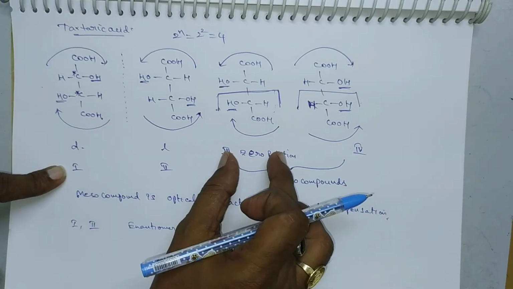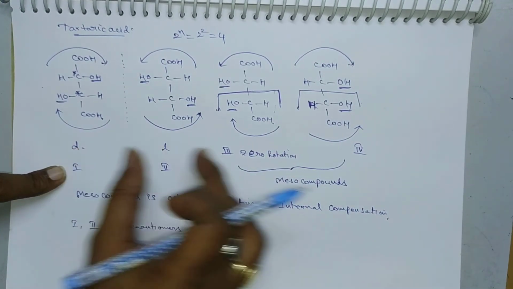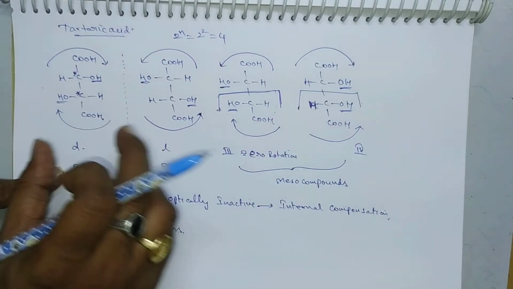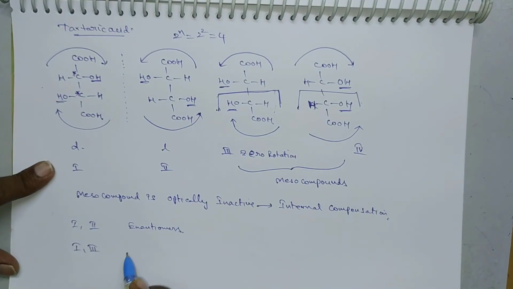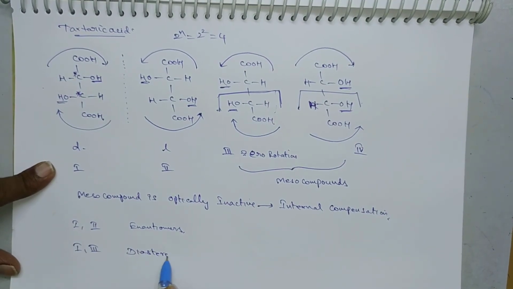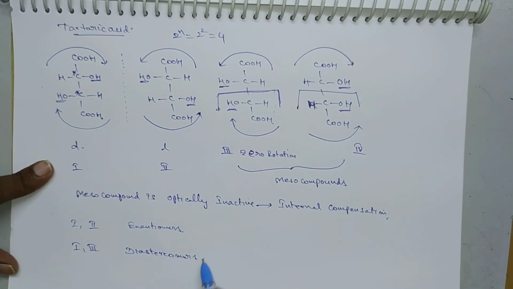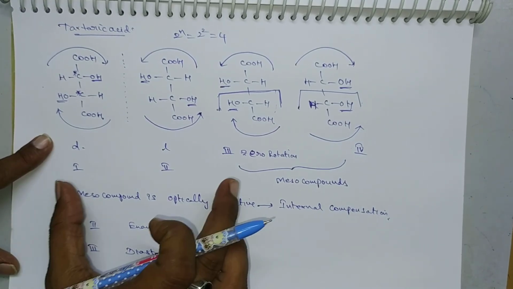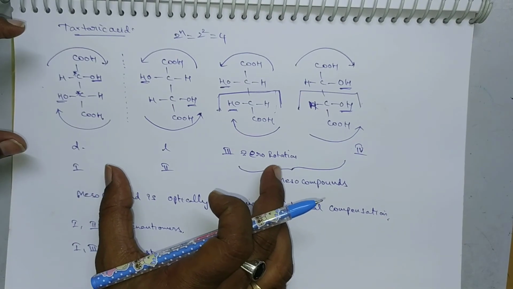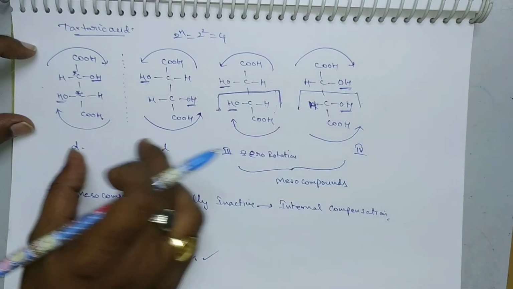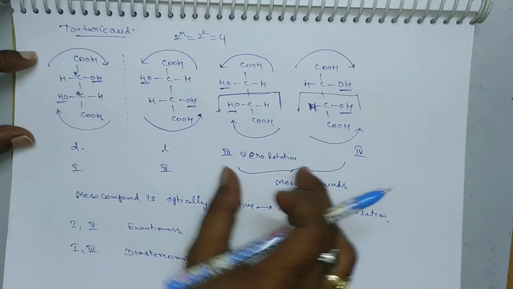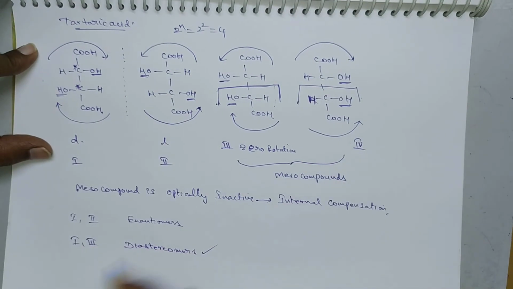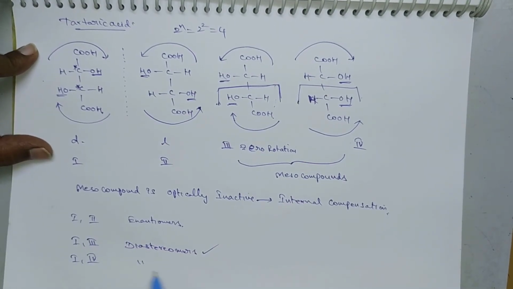So if you observe 1 and 3, these 1 and 3 do not possess any mirror image relationship and they are also non-superimposable with each other. So the isomers which are non-superimposable and not mirror images are called diastereomers. So 1 and 3 are called diastereomers. Okay, clear? So diastereomers means the isomers which do not possess mirror images and do not superimpose with each other. So again 1 and 4 also are diastereomers.